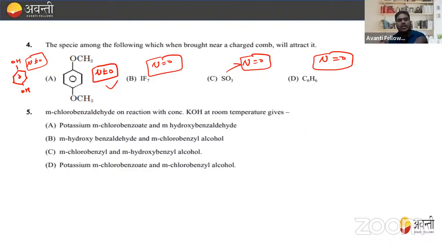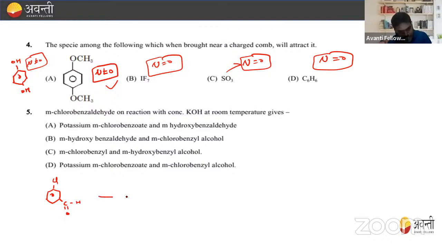Metachlorobenzaldehyde on reaction with concentrated KOH at room temperature gives what? So let me draw the structure of metachlorobenzaldehyde first, right? So this is chlorobenzene, and in the meta position we have an aldehyde group, like CH and this is O. So the CHO group is present.